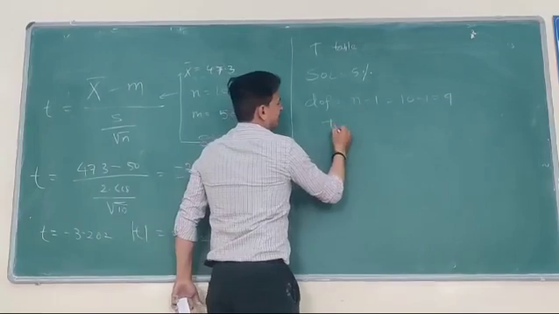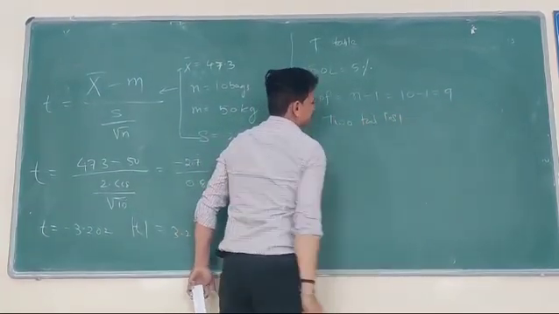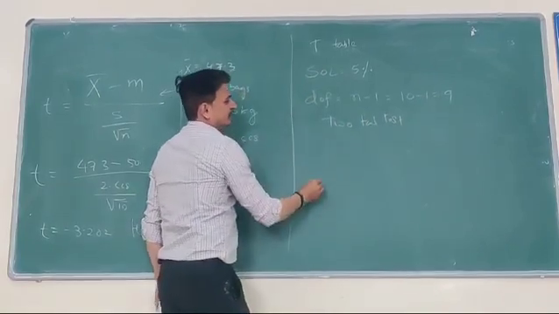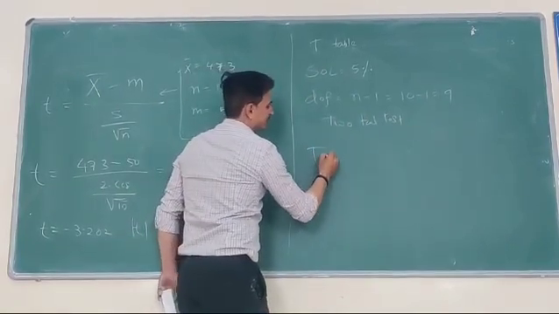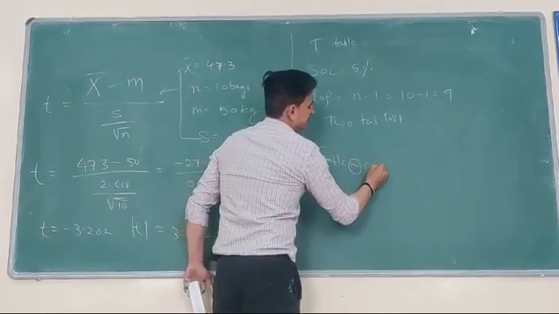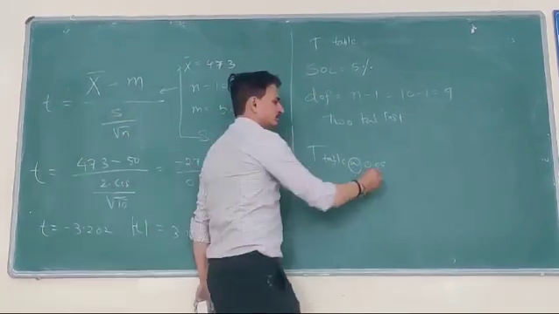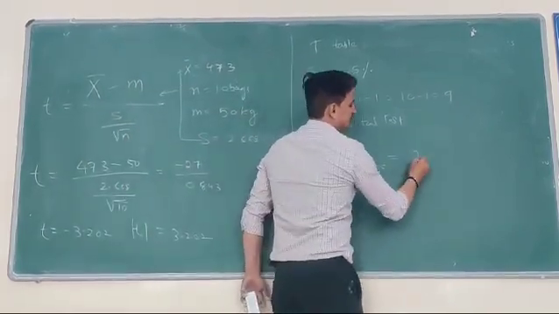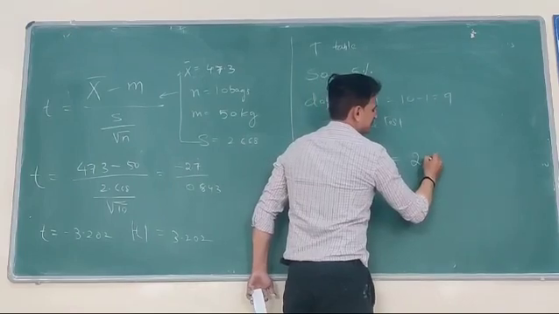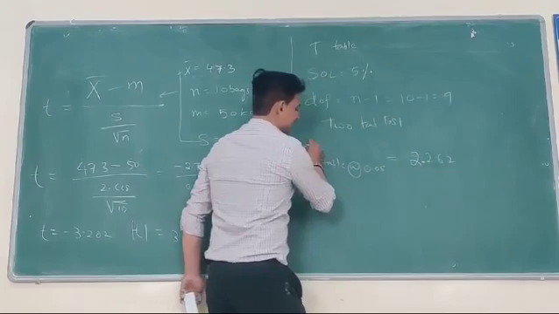Go to the two-tail test and check the table value. See the t table value at the 0.05 significance level. What is the table value? 2.262. So this is our table value.